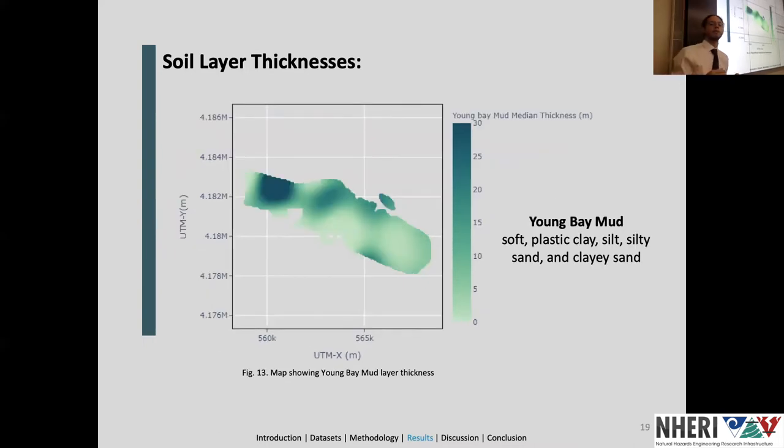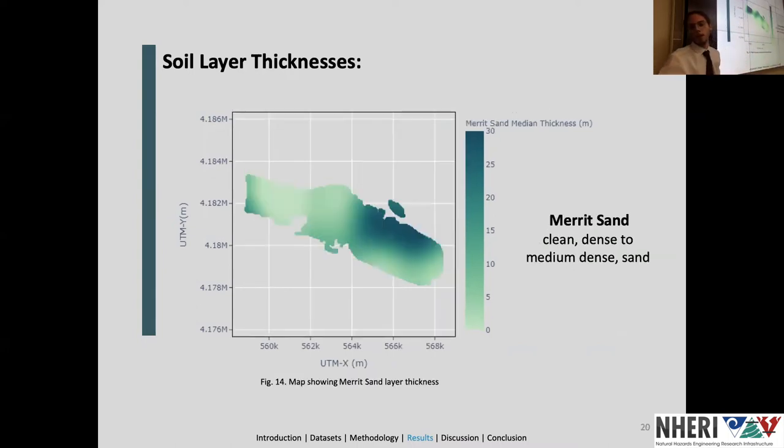A layer of Young Bay mud was found below that first fill layer. And we can actually see that it's much more pronounced in that northwestern part, along the area that was filled, and it's far less present in the middle or central parts of the island. And then a Merritt sand layer that is mostly composed of clean, dense to medium dense sand. And that is actually found in the original part of the island, where far less Young Bay mud is found.